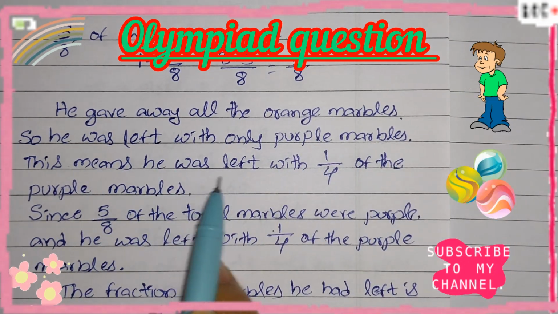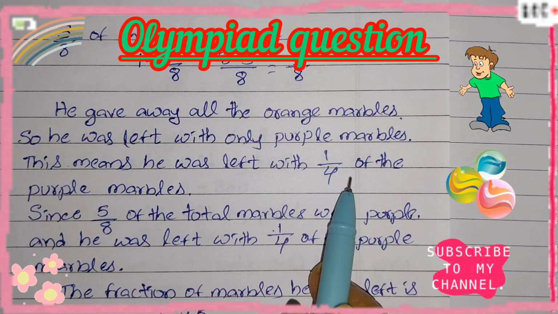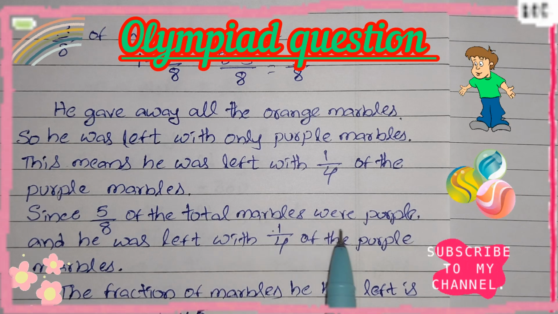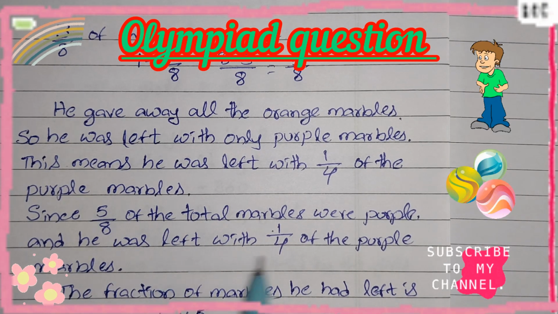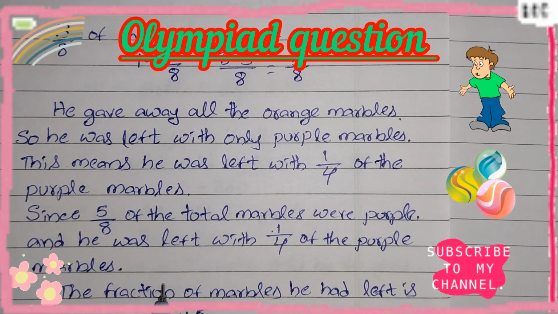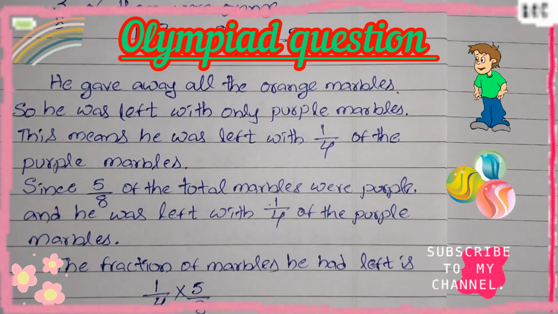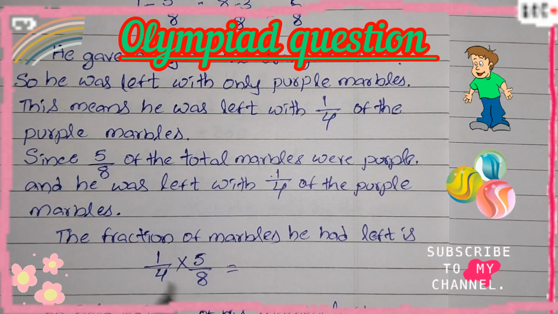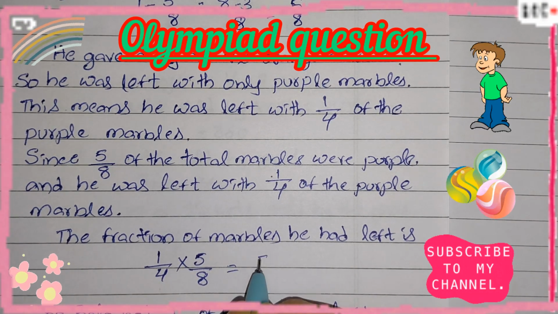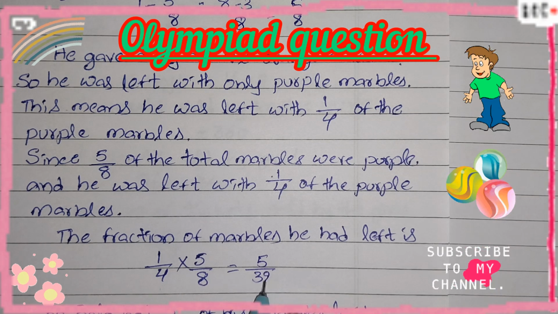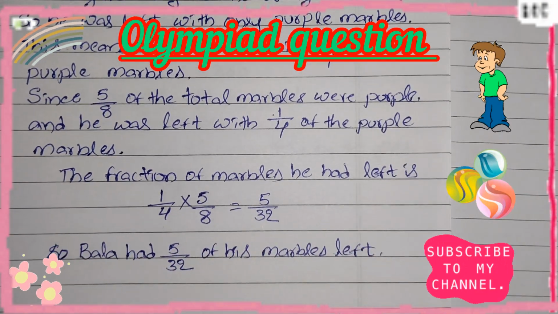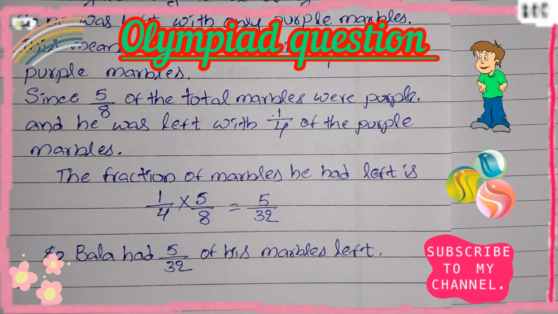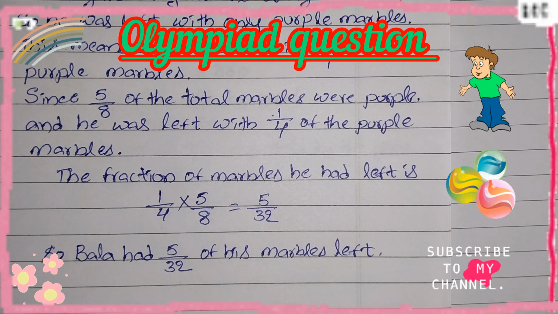This means he was left with 1/4 of the purple marbles, because he sold 3/4 of the purple marbles. Of the 4/4, 3/4 was sold, remaining only 1/4. Since 5/8 of the total marbles were purple and he was left with 1/4 of the purple marbles, the fraction of marbles he had left is 1/4 multiplied by 5/8. 5 multiplied by 1 is 5, and 4 eights are 32. So it is 5/32. Bala had 5/32 of his marbles left. So this is the answer.